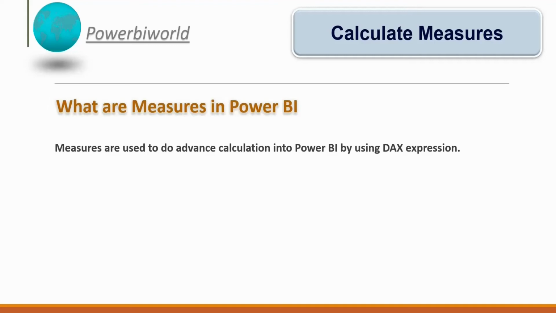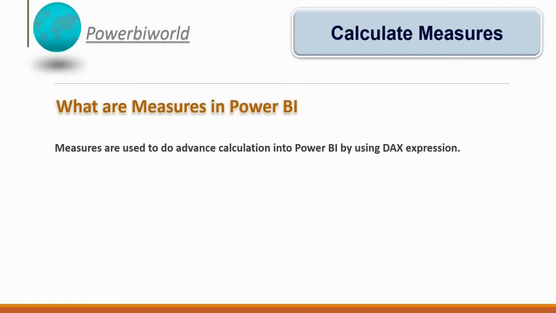For example, if I want to create a revenue from year till date, I can use this DAX expression. With the help of a DAX expression, I can create a calculated field which will give me a year till date revenue or sales, the result that I want. Okay, so that is what measures are in Power BI.